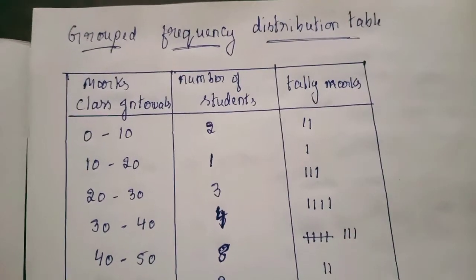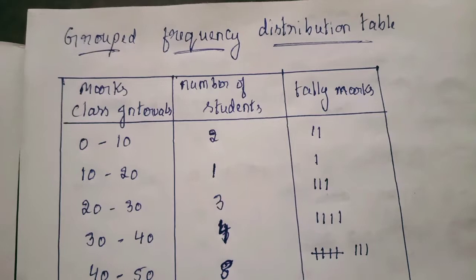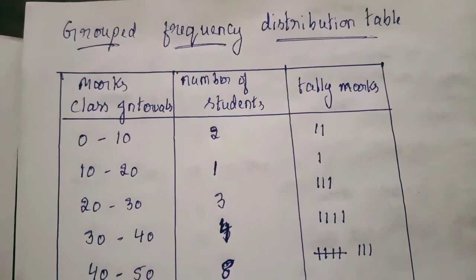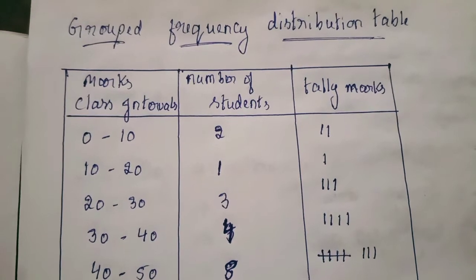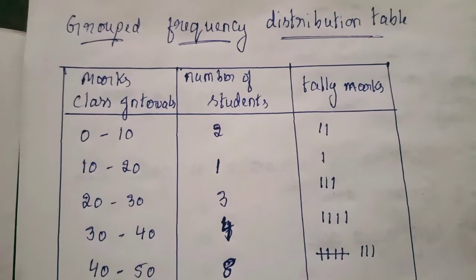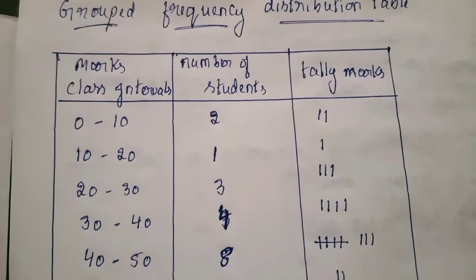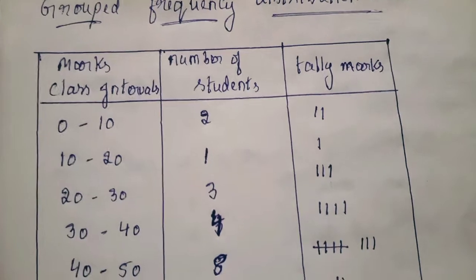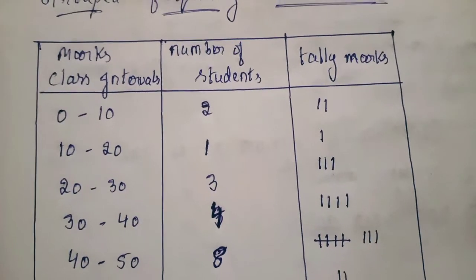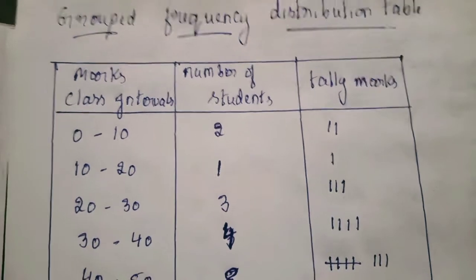Namaste everyone. In this video I am going to explain what is a grouped frequency distribution table, how to make a grouped frequency distribution table, and a few more terms, that is, what are lower limits, upper limits, what are class intervals, what is the class size, and also what is the meaning of class mark.